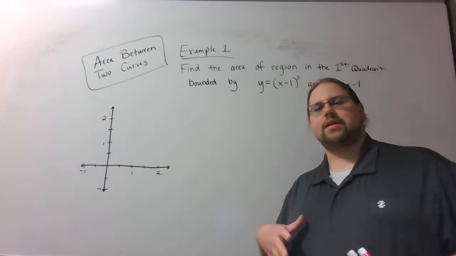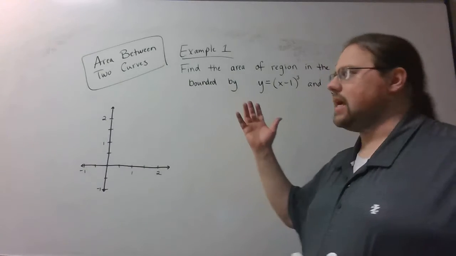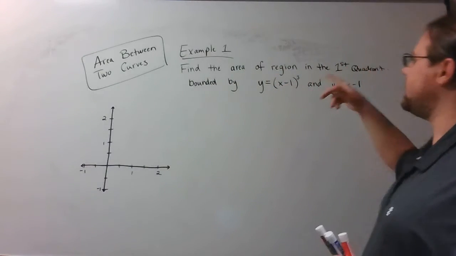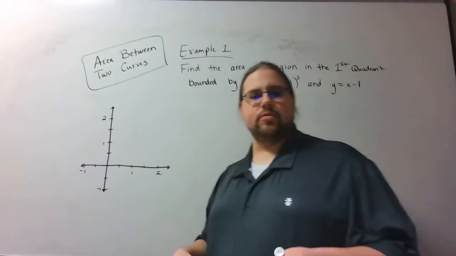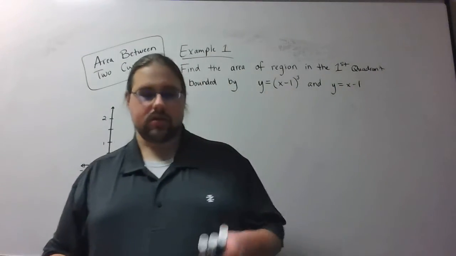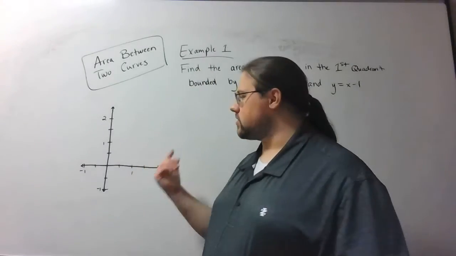All right, so I went over how to calculate the area between two curves, but I'm ready to do some examples. Example number one: I want to find the area of the region in the first quadrant bounded by y equals (x minus 1) cubed and y equals x minus 1. Notice it's in the first quadrant, so that's what I sketched as a graph.